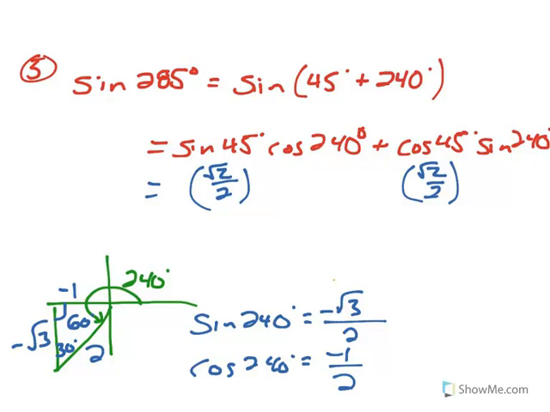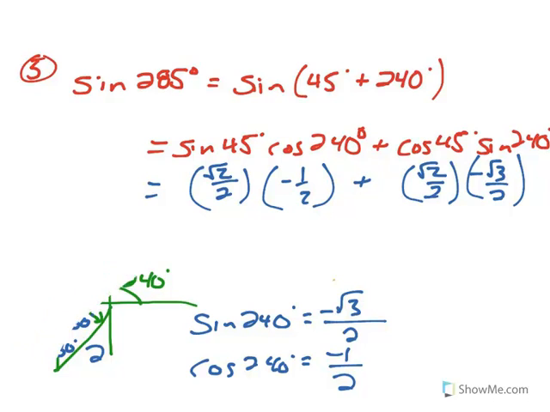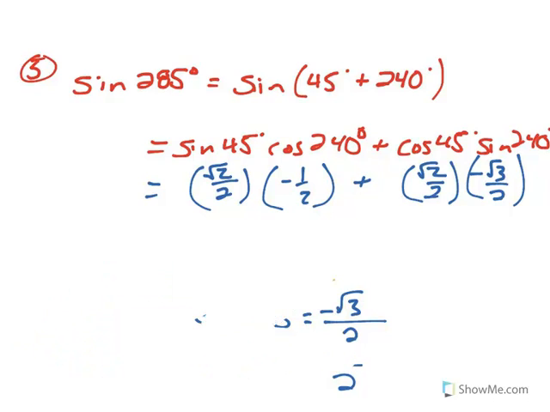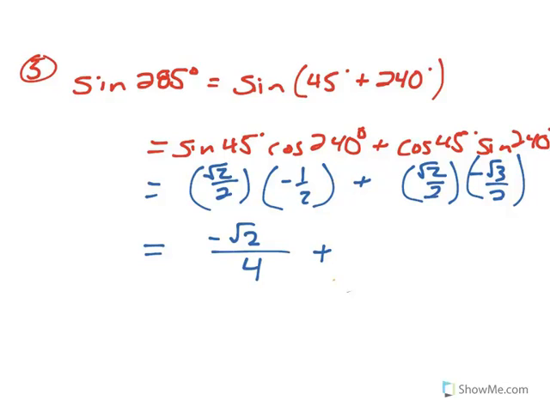So go back to my equation. I replace cosine of 240 with negative 1/2 plus. I replace sine of 240 with negative square root of 3 over 2. Use parentheses when you're substituting. Do not erase your side work. I'm doing it because I don't have enough space. If you don't have enough space, use more paper. Multiplying two fractions together. Square root of 2 times negative 1 is negative square root of 2. 2 times 2 is 4 plus.